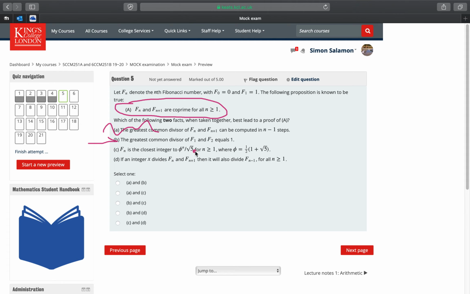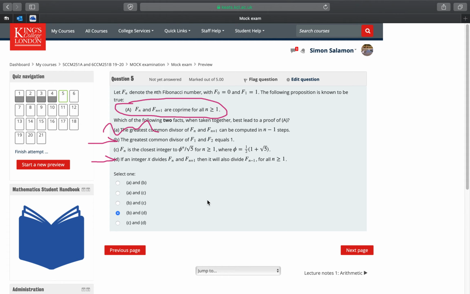Fn is the closest integer to this quantity. Well, that's not really much to do at the moment with greatest common divisors, so we put that on hold. What about part D? Well, if an integer divides both of these, then it will also divide Fn minus 1. Well, division by integers is very relevant to being coprime. So in fact, this is also relevant. I hope it's fairly clear that B and D are the most relevant too. So at this stage, even without a full understanding, one could click B and D.